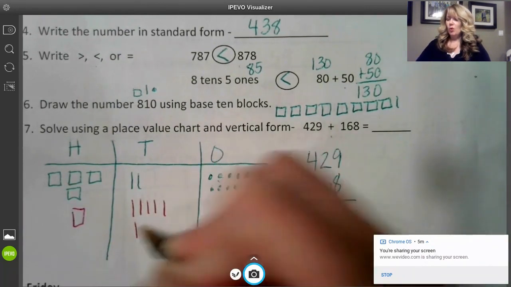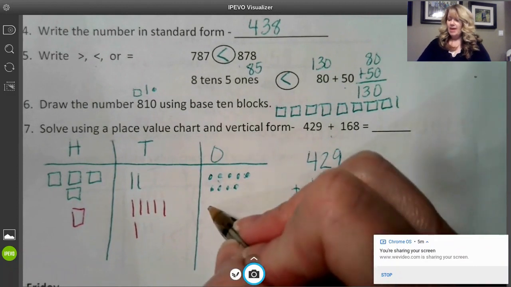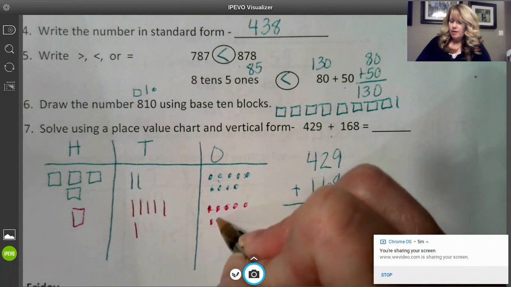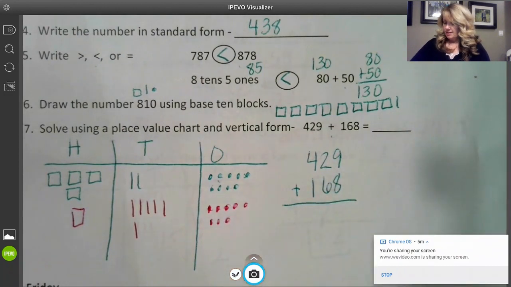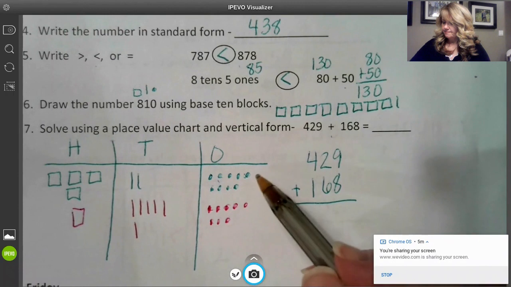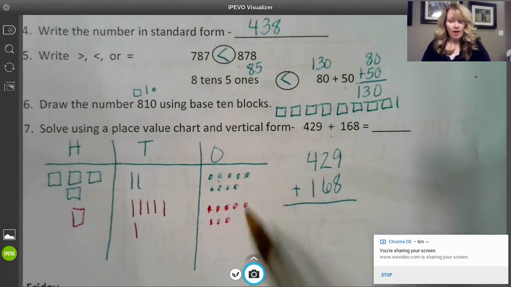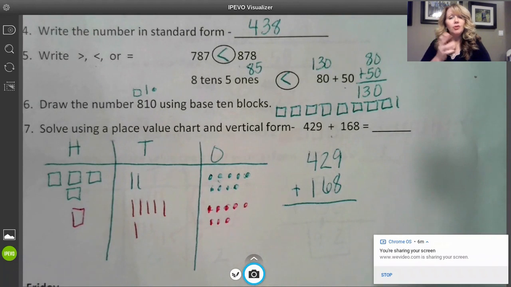So I have drawn 429. Now I'm going to draw 168. So I have 100, 6 tens, 8 ones. Okay, now remember we're going to start in our ones and we're going to see if we can bundle together enough ones to make a 10.